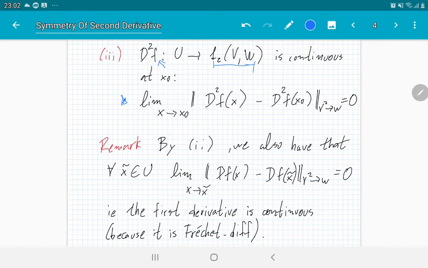We're assuming that if we look at the second derivative at x minus the second derivative at x naught, when x converges to x naught, this goes to 0 in norm, in the norm of this Banach space of bounded bilinear transformations. So let me just remark, because we know that differentiable functions must be continuous, well, if there is a second derivative, there is a derivative to df, therefore df is continuous. So that's all there is to this statement here. And of course, this is not v2, this is v, sorry.